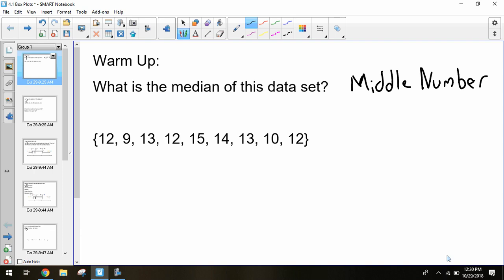So the median, that's your middle number. How do we find the middle number on the data set? Is it where you add everything up? No, the middle number. So you're thinking of the mean.